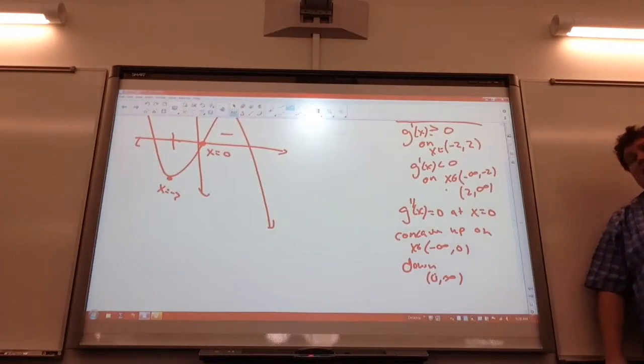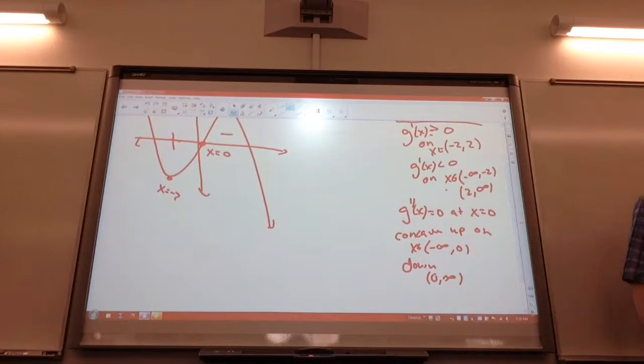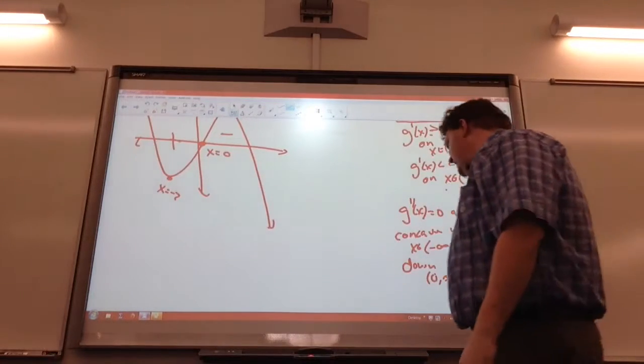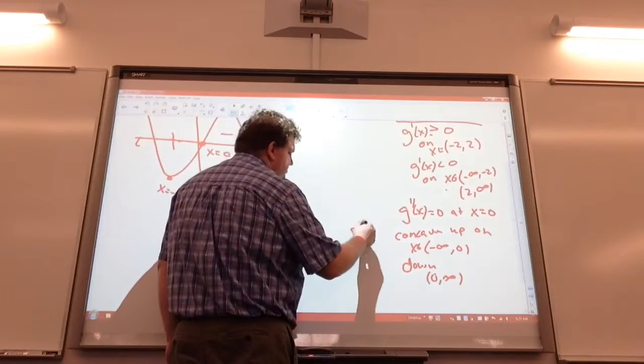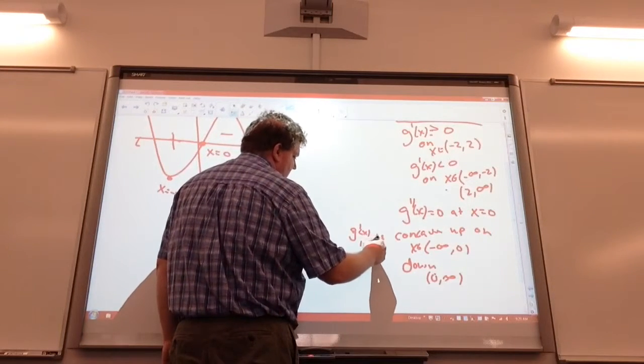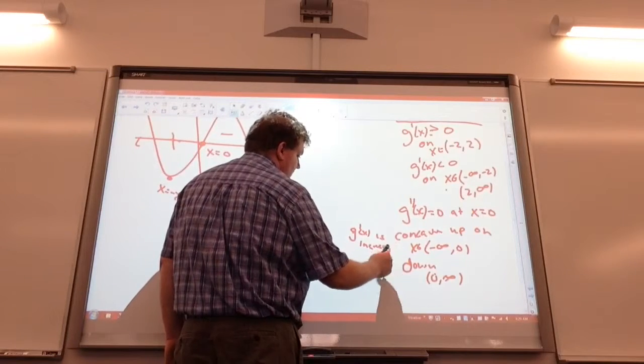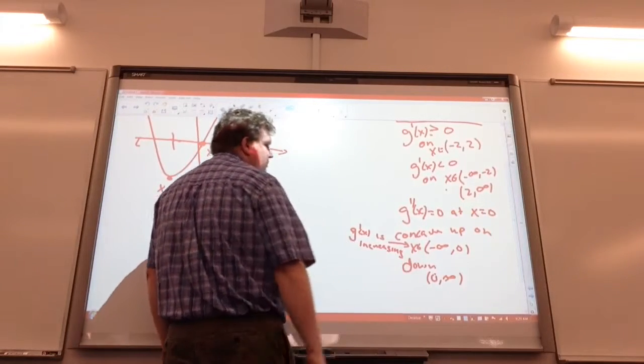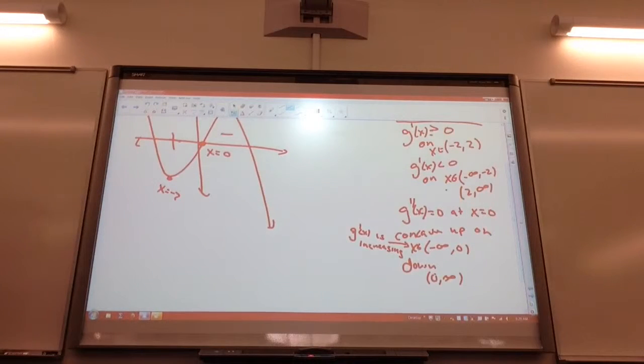What that tells me, not only does that tell me concavity, it tells me, remember, where f prime of x is increasing and where f prime of x is decreasing. G prime of x, excuse me, is increasing between negative infinity and 0, and it's decreasing from 0 to positive infinity. Again, all gotten from this original graph here.